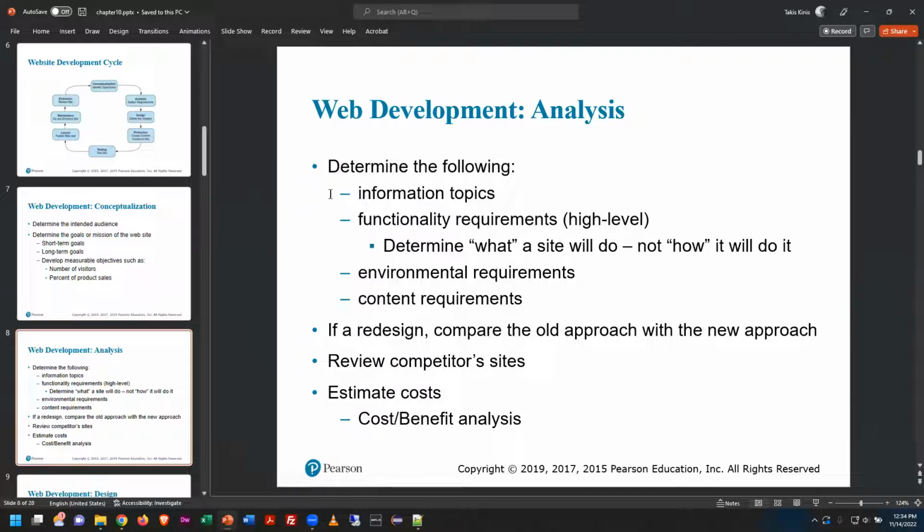Also, think about this statement. I think this is really a very high level concept: determine what a site will do, not how it will do it. You have to break out of thinking about what kind of code you're going to use. Get that out of your head and think from a high level: what is the purpose of this site? Why are people coming here? What is this site going to do for them?